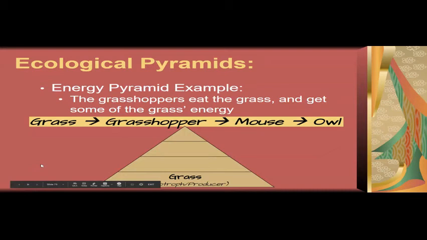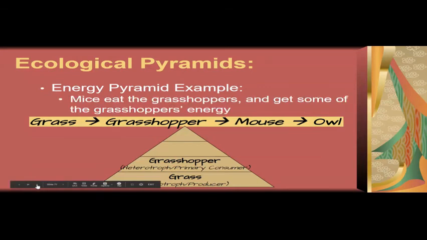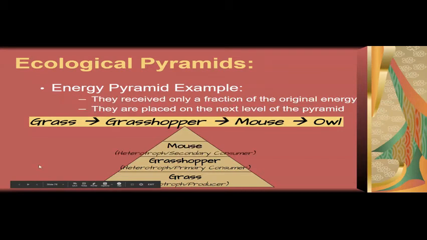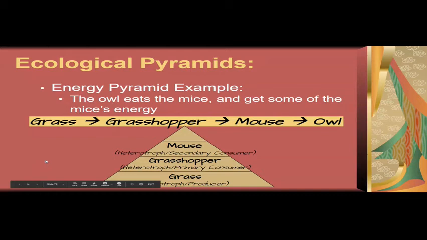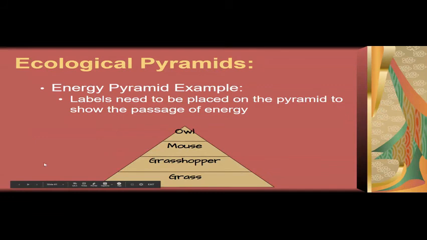The grasshoppers eat the grass and get some of the grass's energy. They received only a fraction of the original energy, and they're placed on the next level of the pyramid. Mice eat the grasshoppers and get some of the grasshopper's energy. They received only a fraction of the original energy, and they're placed on the next level of the pyramid. And the owl eats the mice and gets some of the mice's energy. It received only a fraction of the original energy, and it's placed on the top level of the pyramid. Labels need to be placed on the pyramid to show the passage of energy.